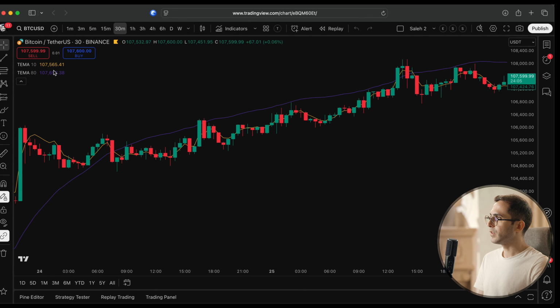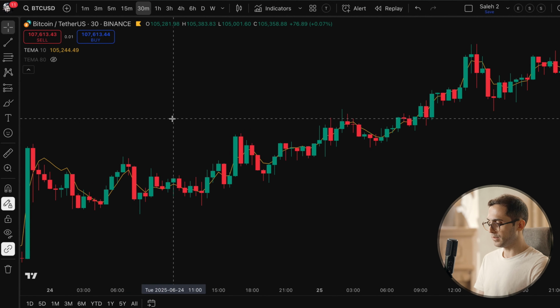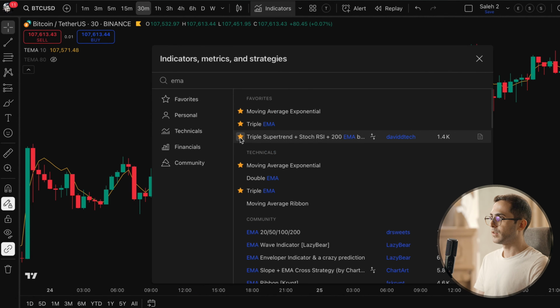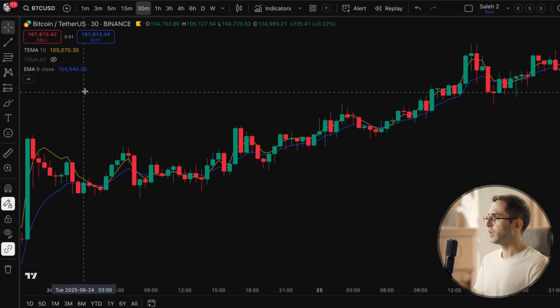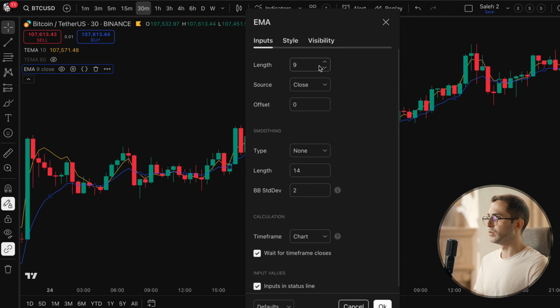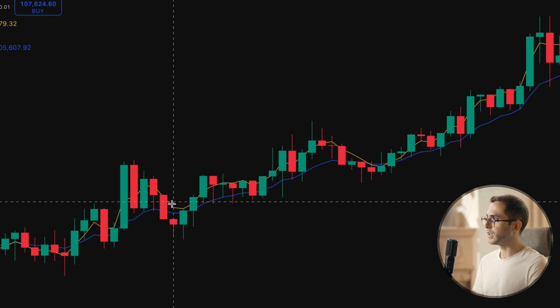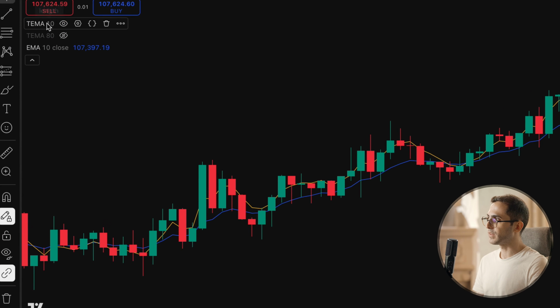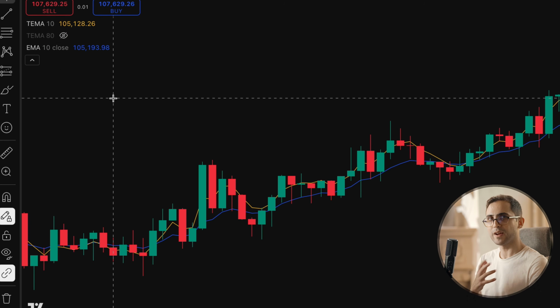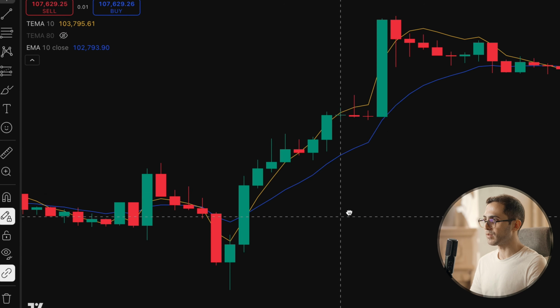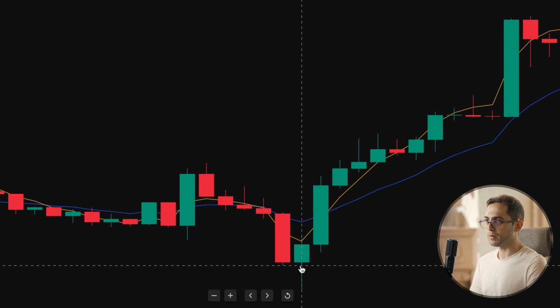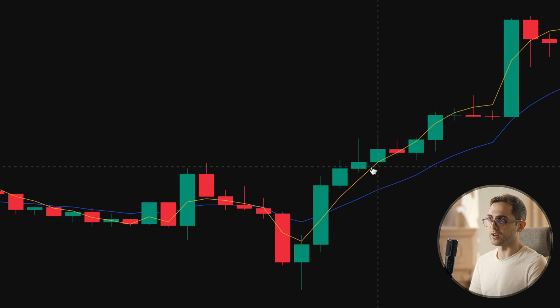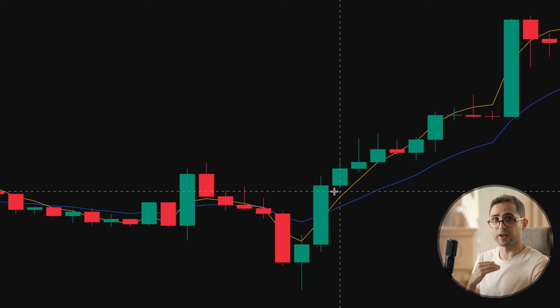So let's disable the one with the period of 80 for a second, add the regular EMA, change its period to equal the same, which is 10. All right, so this orange line here is TEMA with the period of 10, and the blue one is EMA with the period of 10. So they have the same period, but let's see how they behave. For instance, in here, you see when the price starts to go up, the TEMA indicator, which again is this orange line, starts to go up way faster.